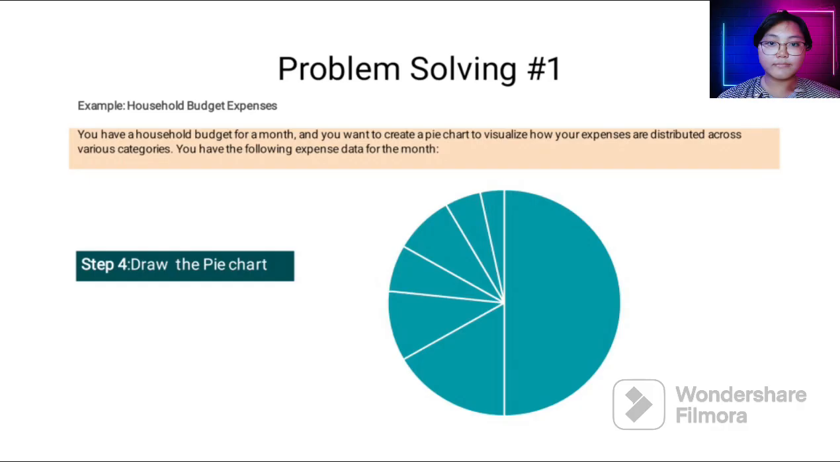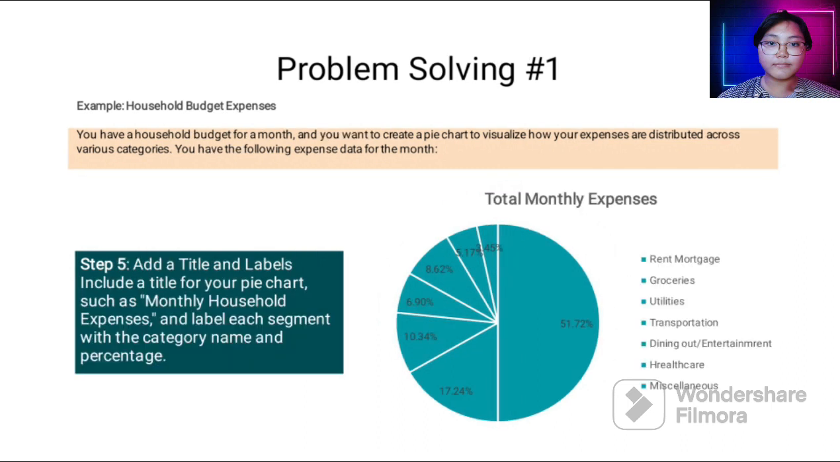And as you can see in this slide, we have created a pie chart using the different percentages of the expenses. Now, although we have this pie chart, it does not mean that it is done. So let us proceed to the next step. In this step, we will be adding the titles and labels for the pie chart. In this example, we have put down in each slice of the pie chart the corresponding percentages for each of the expenses in a month.